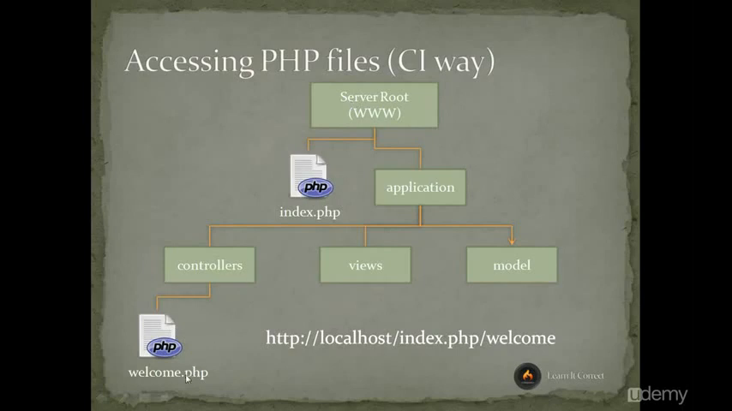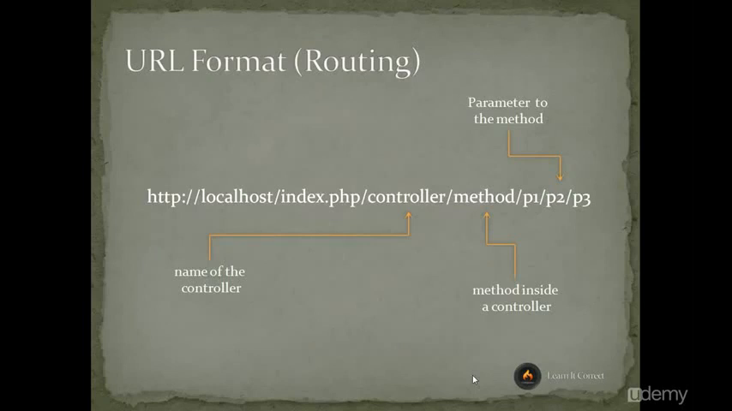If we need to access this welcome file, we cannot directly call application/controllers/welcome.php, but instead we use index.php. We call http://localhost/index.php, and we ask index.php to route to the welcome controller. So this is how routing happens in Codeigniter, and I'll explain further how this routing works.